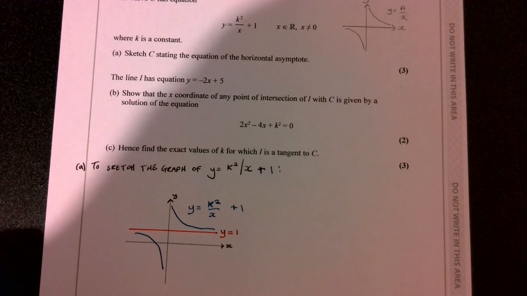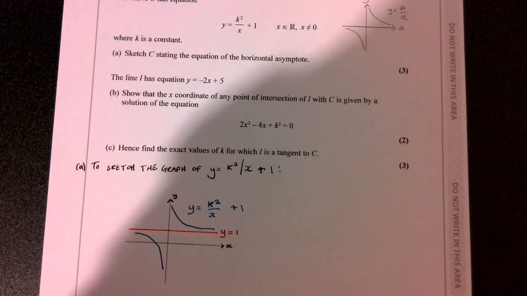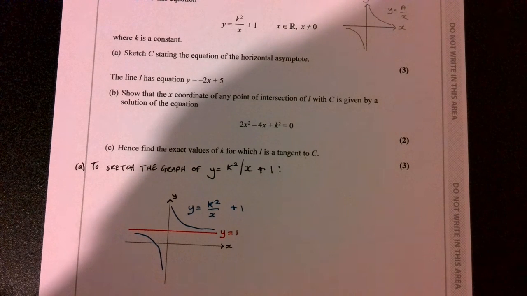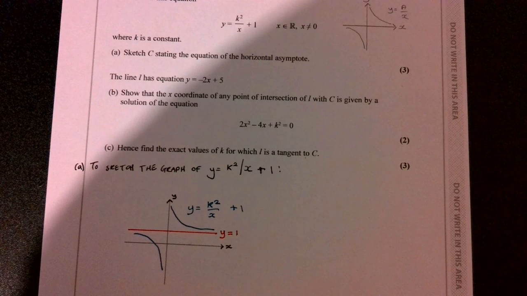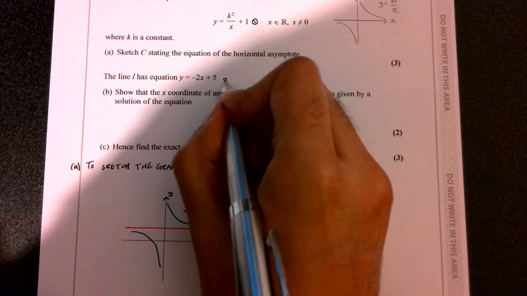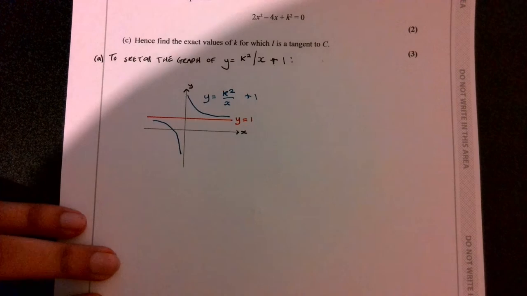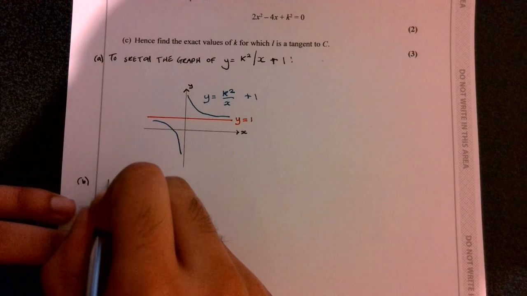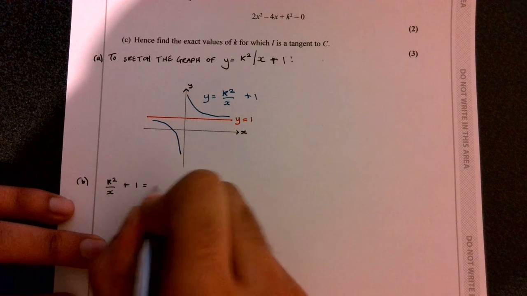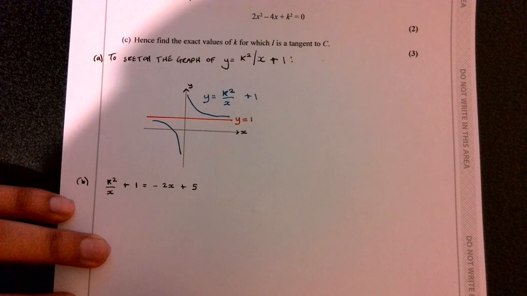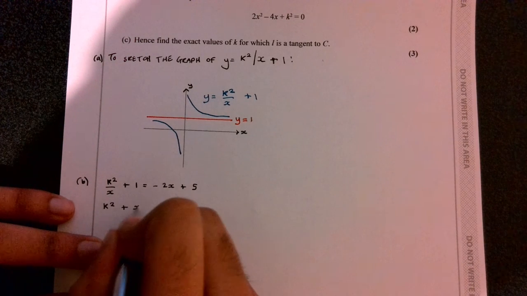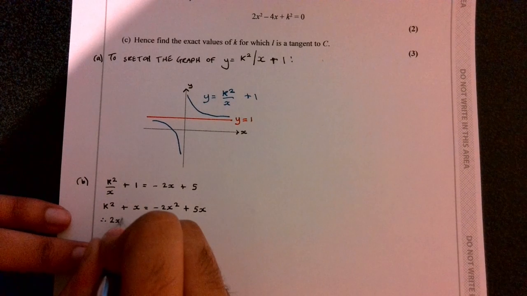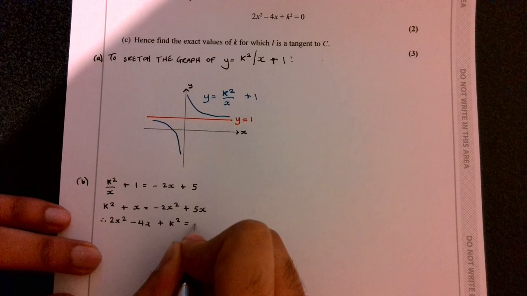Now for part B, we have a line L which has equation y equals minus 2x plus 5. We have to show that the x coordinate of any point of intersection of L with C is given by a solution of the equation 2x squared minus 4x plus k squared equals 0. Well, to do this, we simply equate equation 1 with equation 2. And doing so for part B, we have k squared over x plus 1 equals minus 2x plus 5. If I multiply through by x, we have k squared plus x equals minus 2x squared plus 5x, and rearranging, we can therefore see 2x squared minus 4x plus k squared is equal to 0.